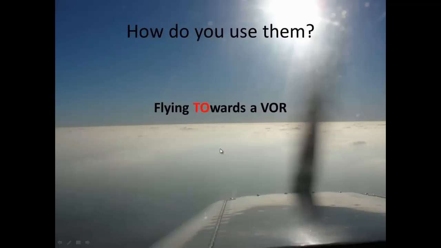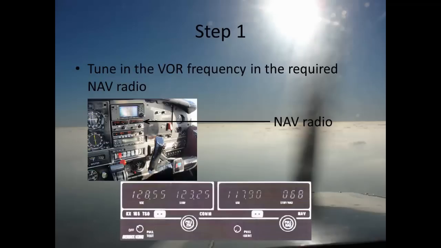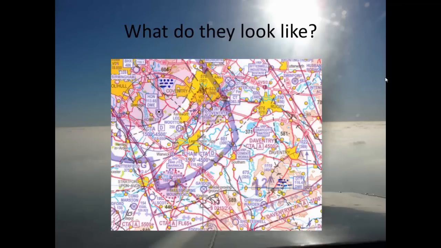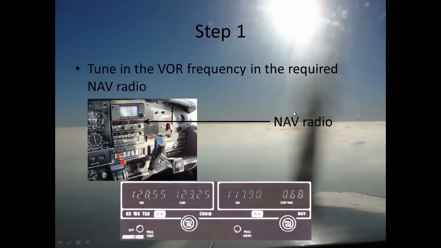Right. So, we've gone over what they are and how they work, but how do you actually use a VOR to help you? Well, first of all, you need to tune the VOR frequency into the required nav radio. So if you wanted to tune into the Honley VOR, 113.65, we'd locate our nav radio, which looks very similar to this in most training aircraft.